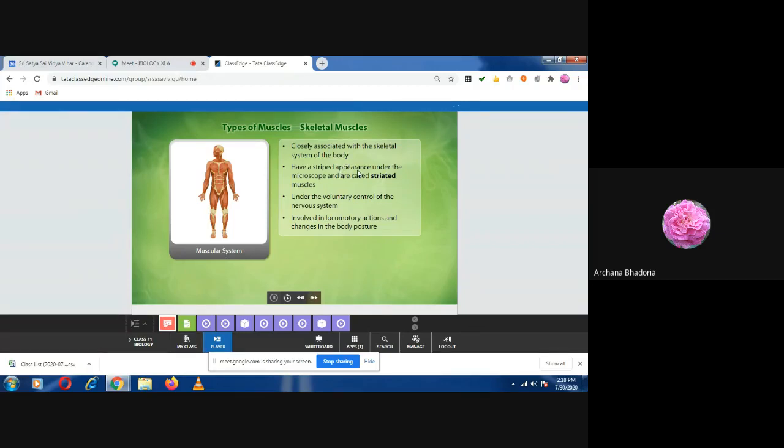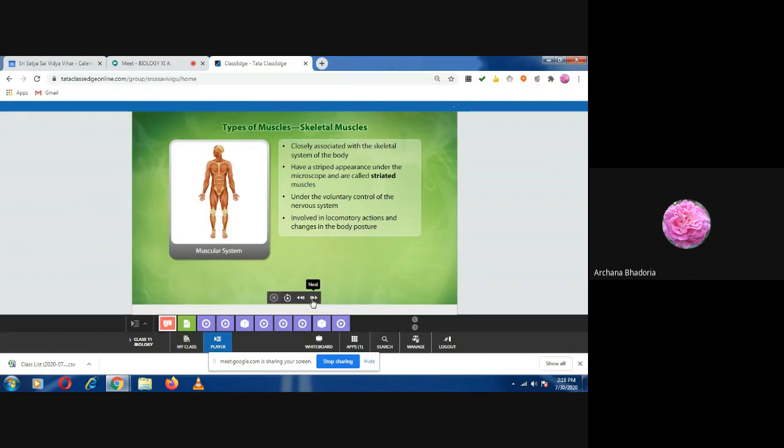They have a striped appearance. Striped means they have alternate light and dark bands. So you call it striped muscle or striated muscle fiber when you see it under the microscope. Those light and dark bands are visible, and they are voluntary in nature, so they work according to our wish. There are certain ones which are involuntary, helping in locomotor reactions and changes in body posture.